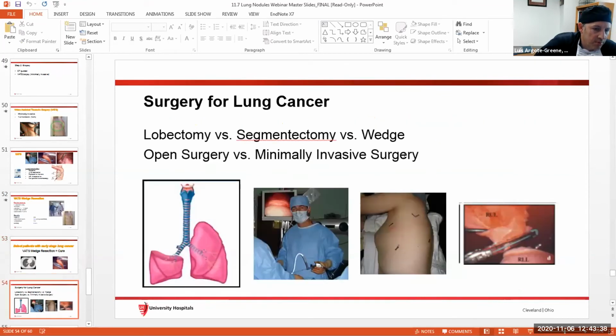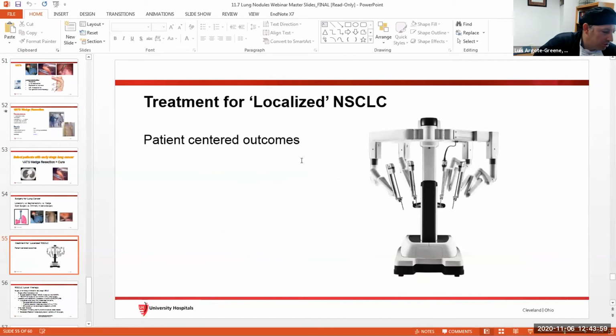So the question that we discuss in clinic when we do these types of surgeries is, if it is a cancer, will we cure it with a wedge, or with a segment, which is a slightly larger resection than the wedge but smaller than the lobectomy? All of them can be done through open surgery or minimally invasive surgery. Of course, we always try to do the minimally invasive surgery. And I'll show you some data of why UH is a great place to have surgery.